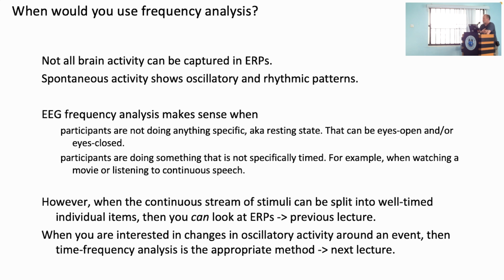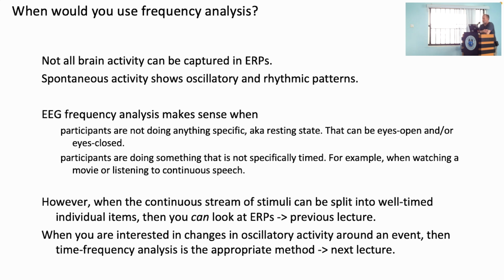We also make use of frequency analysis when participants are doing something which is not specifically timed. One of these situations that we encounter quite a lot at the Donders, and that I also mentioned before, is that we do a lot of research with children, with infants. We have these infants, for example, watch movies. If they watch a movie or something happening, like slow movements, we don't really know at which moment in time the brain activity happens.